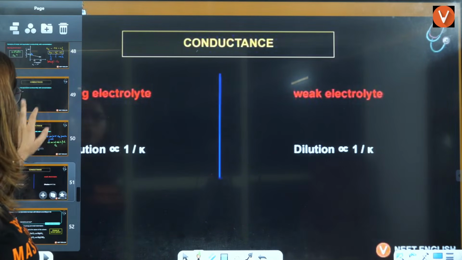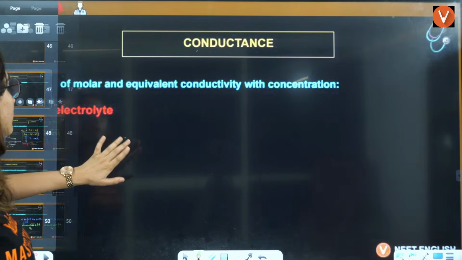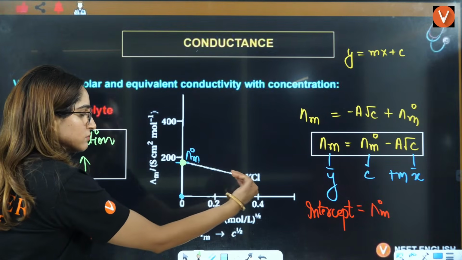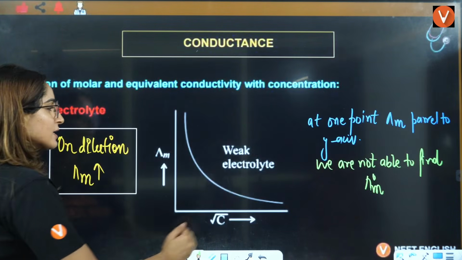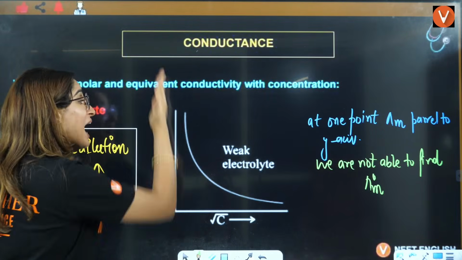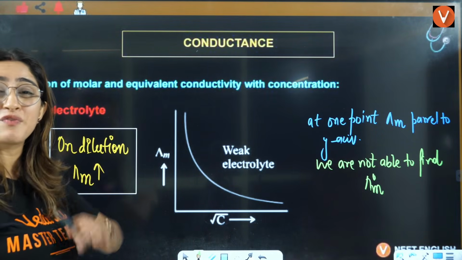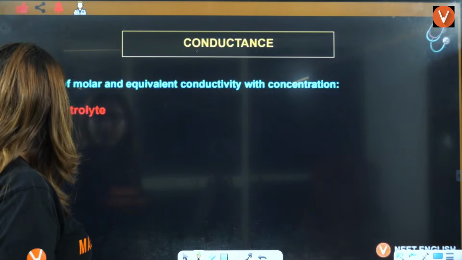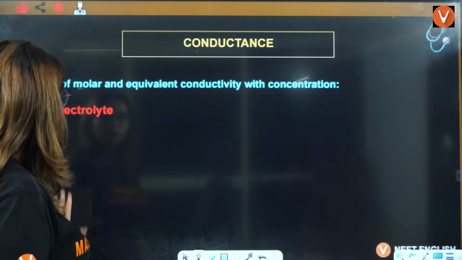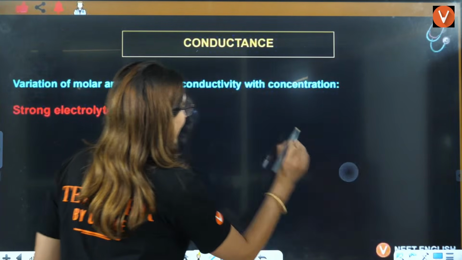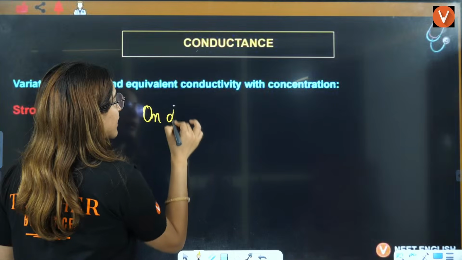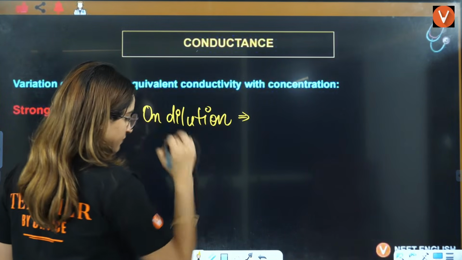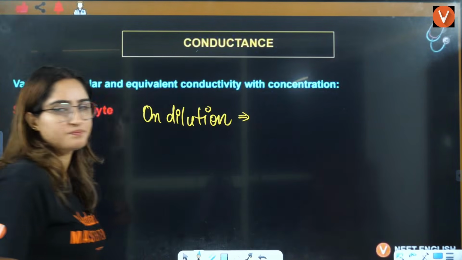But before going through the law, let me tell you one very important thing. Why does this happen like this? Here it is increasing, but it is increasing to that extent that it is going parallel. That means a very high increment is there, right? Let's understand this. For weak and strong electrolytes both, we'll talk about what happens on dilution. On dilution, what are the things that will change?